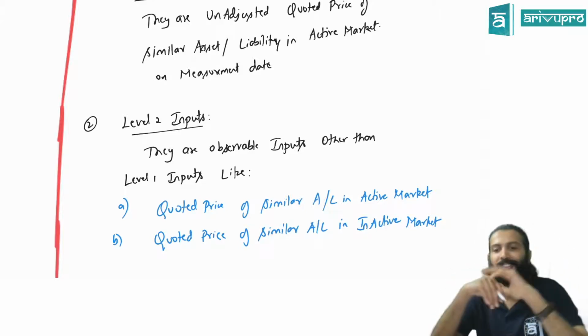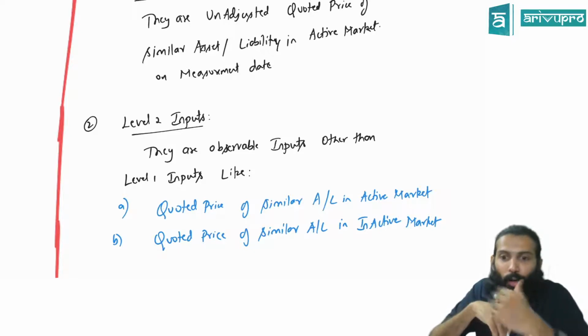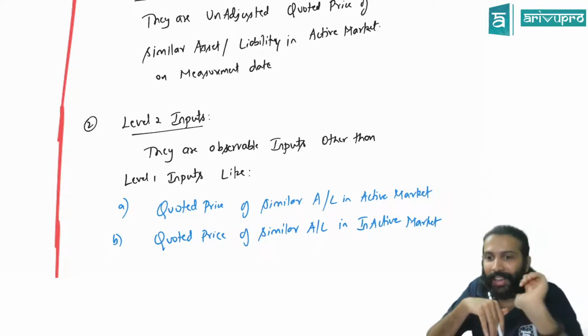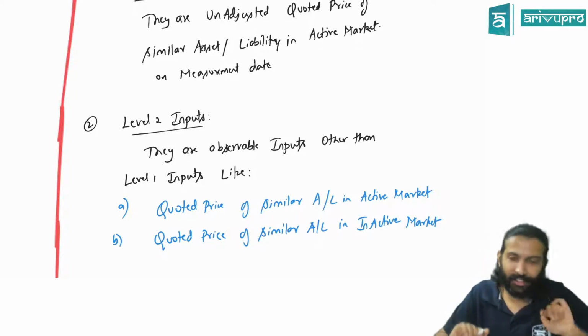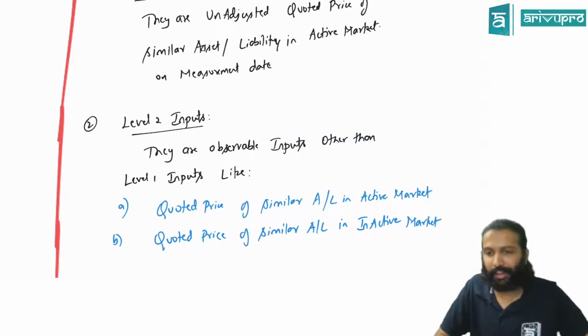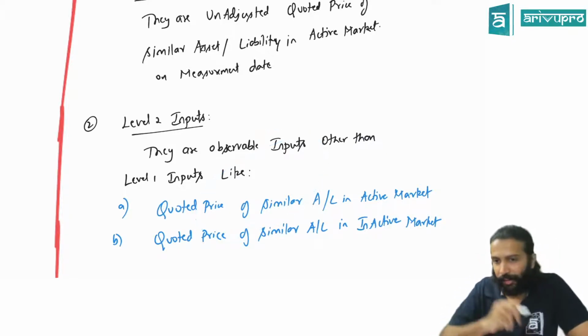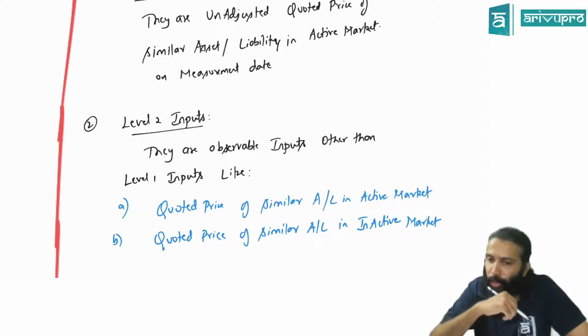I went into OLX because OLX is also an active market for used goods. Normally we buy and sell used goods on OLX. So I went to OLX and checked, for an iPad similar to mine, what price are they quoting? I found that a similar iPad is quoted at 18,000 rupees.